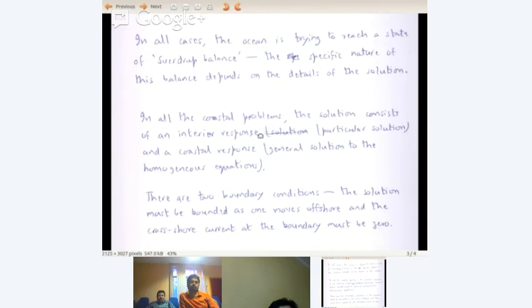In all the coastal problems, the solution consists of an interior response, that's a particular solution. P prime hat and V prime hat were zero throughout for the interior solutions. And the coastal response, that's the general solution to the homogeneous equations. There are two boundary conditions. The solution was elongated as one moves offshore, and the cross shore current at the boundary must be zero. You can't have flow into the coast.